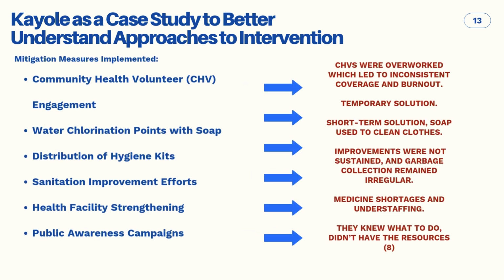To curb cholera, several quick interventions were deployed in Kayole. Community health volunteers promoted hygiene door to door. Water points were chlorinated, hygiene kits distributed, and public toilets cleaned. Kayole Level 4 Hospital improved case management and awareness campaigns were launched.